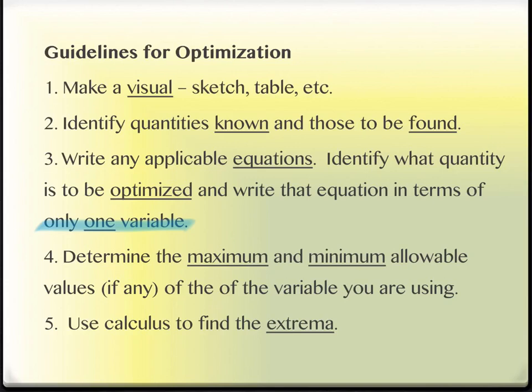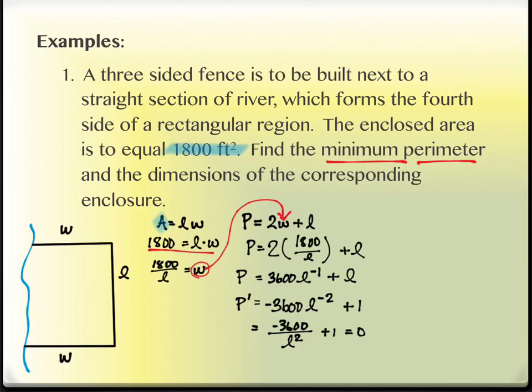We haven't done step 4 either. Step 4 says to determine the maximum and minimum allowable values for L. Well, we're using L because we've eliminated W. It doesn't really matter which one's left, but whichever one's left. So obviously L can't be 0 anyway. What would happen if L were actually 0 here? There would be no area, right? So L cannot be 0. That doesn't make any sense. It has to be more than 0. So kind of a note up here is that L is bigger than 0.